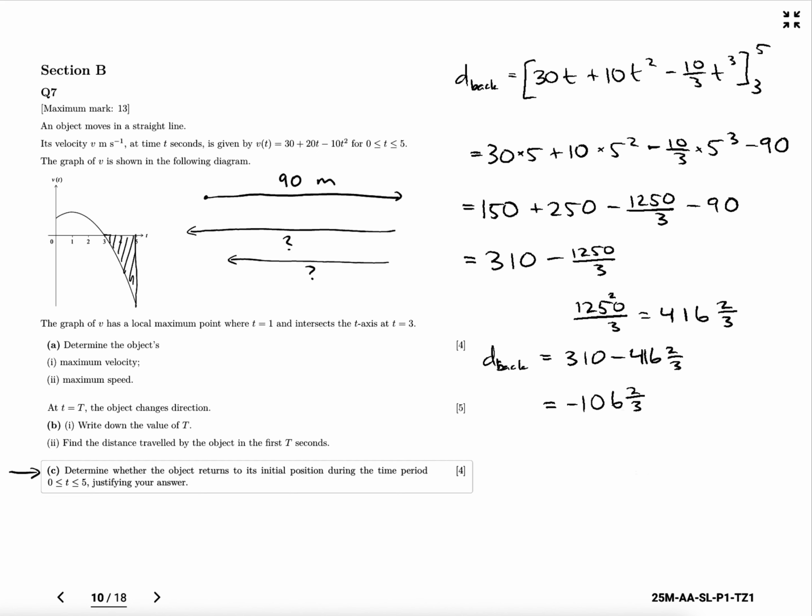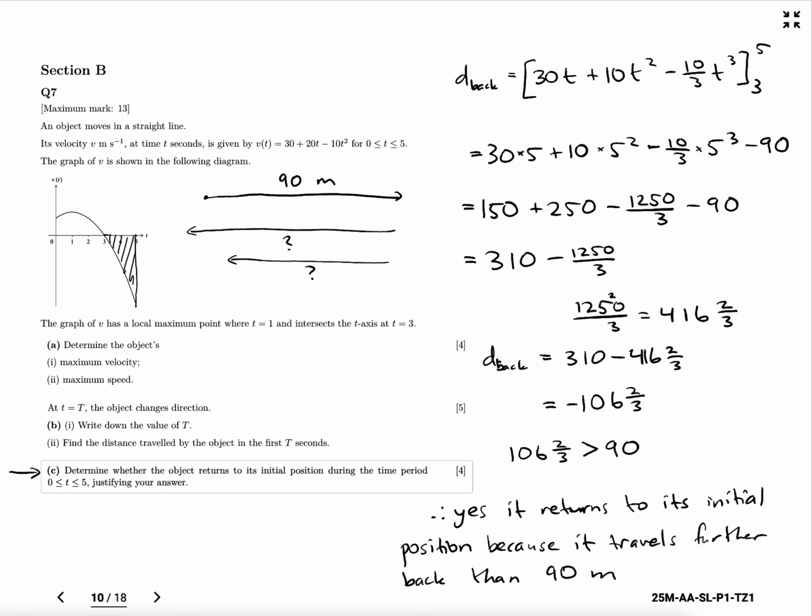So we're comparing 106 and 2/3 that we're traveling back compared to 90 that were traveled forwards. And we're basically traveling further. We're traveling further back than we went forwards. So we can say yes. Yes, it returns to its initial position because it travels further back than 90 meters.